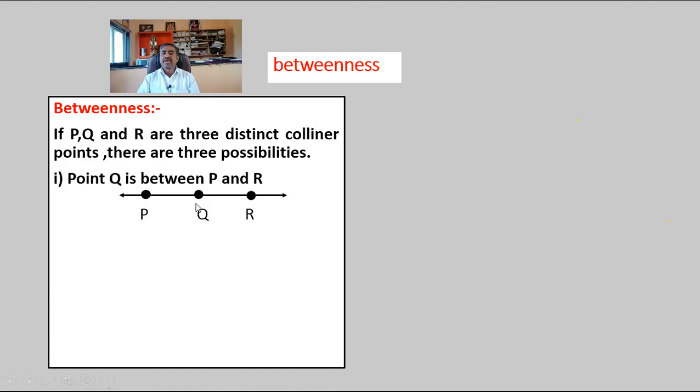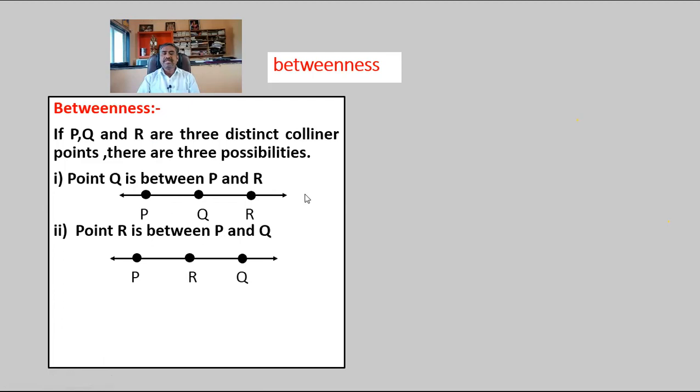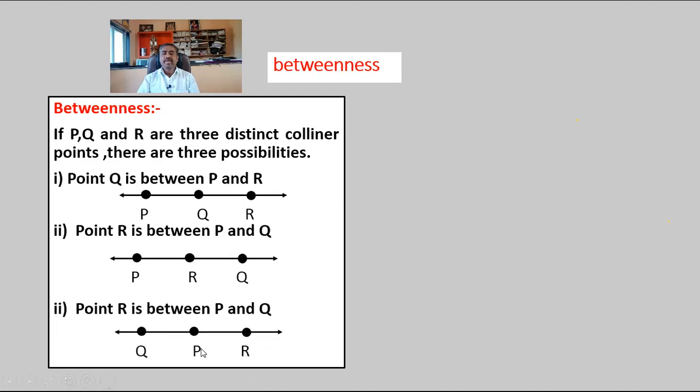In this way, point Q lies between P and R. Second possibility, point R is between P and Q. Point R lies between P and Q. And third possibility, point P lies between Q and R.